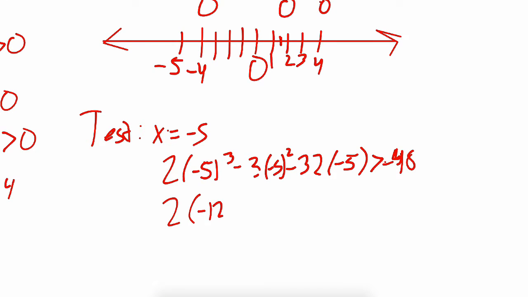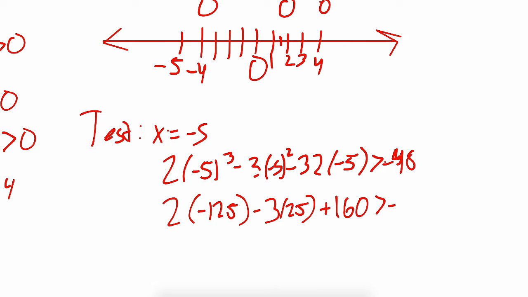Negative 5 to the third is negative 125. I'll clean that up more in a second. Minus 3 times negative 5 squared is positive 25. And then we have minus 32 times negative 5. Well, 32 times negative 5 is negative 160. So minus 32 times negative 5 would be plus 160.